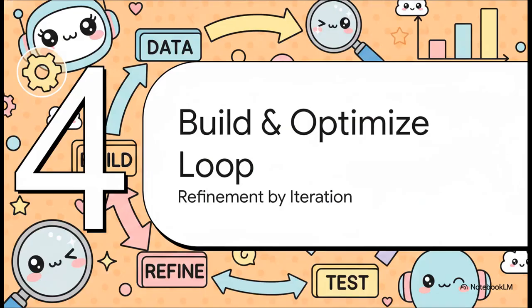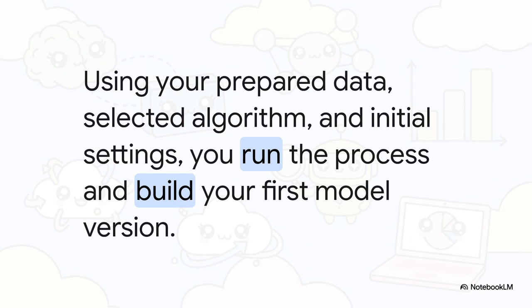All right, now we get to the real heart of model development, and you need to understand that this is not a straight line. It's an iterative loop. It's a cycle of building, testing, and refining your model over and over again until it's performing exactly how you need it to. The loop always starts here. You take your prepared data, your chosen algorithm, and those initial settings, and you build the very first version of your model. Just think of this as your first draft. It's not going to be perfect, but it's a start.